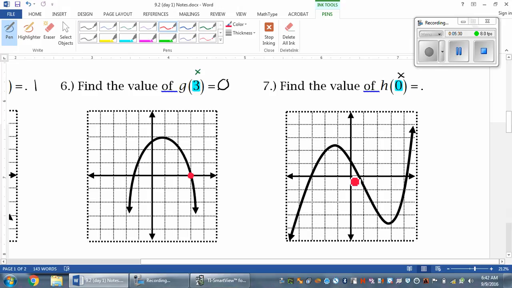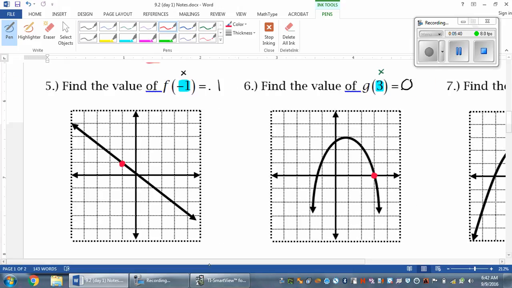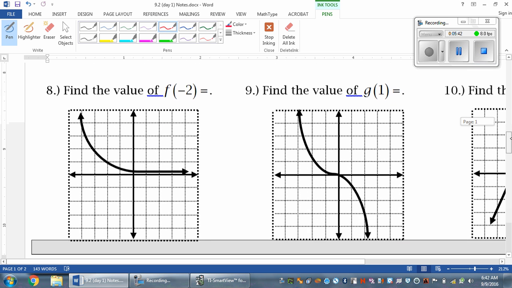Well, I don't go any left or right at all. I'm at 0, and I have to go up 1 to the top. So h of 0 is 1. Go ahead and pause the video and complete 8, 9, and 10.